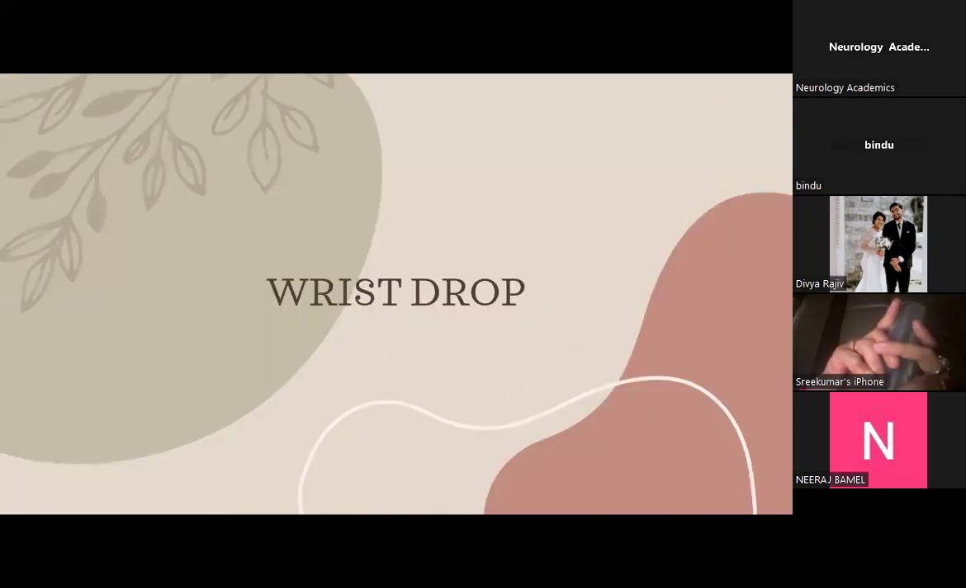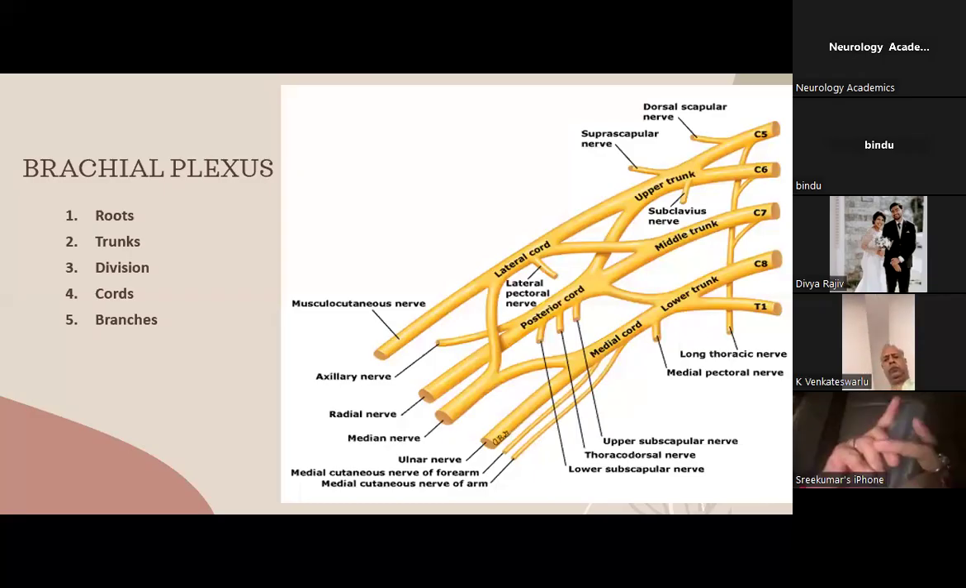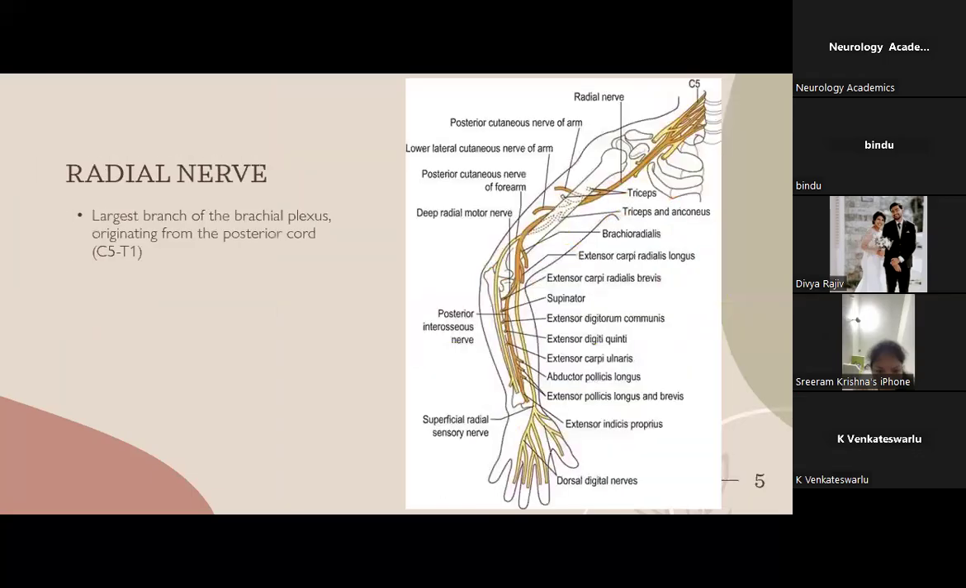Coming to wrist drop, the topic proper. In the brachial plexus, we have nerve roots C5 to T1. The posterior divisions of C5 to T1 form the posterior cord, and the posterior cord gives branches to upper subscapular, thoracodorsal, lower subscapular, axillary, and finally it continues as radial nerve. So radial nerve is the largest branch of brachial plexus originating from posterior cord with root value of C5 to T1.